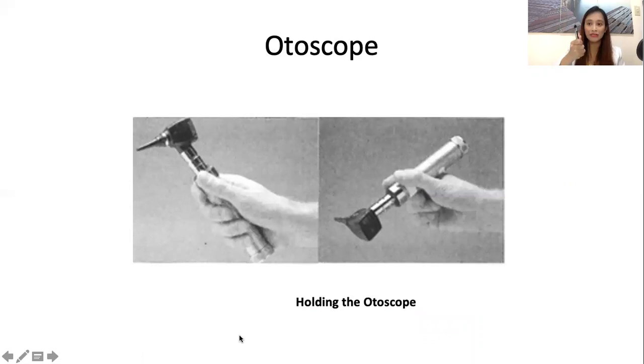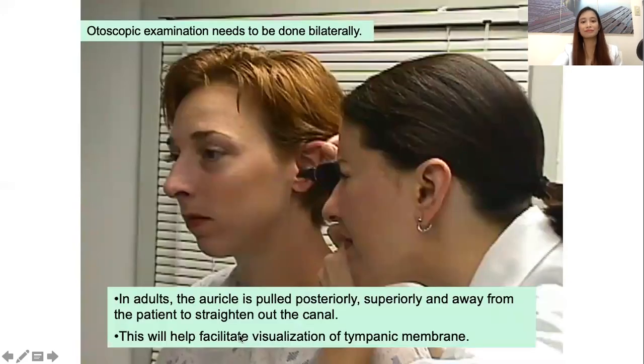So normally you hold it like that, but when you examine the ear, you hold it like a pencil, okay? And then, when you insert your otoscope, we try to straighten the ear canal by pulling the auricle posteriorly and superiorly. So you pull back and upward, posteriorly and superiorly, to straighten out the ear canal. So you will be able to visualize the tympanic membrane more fully. Okay? So you have to examine both ears, of course.